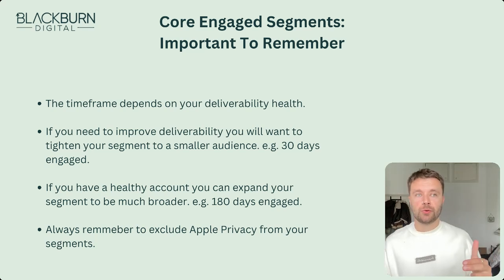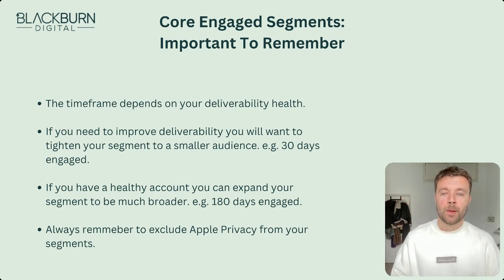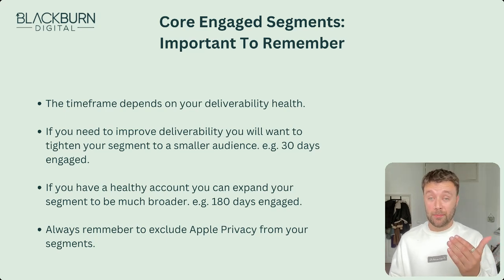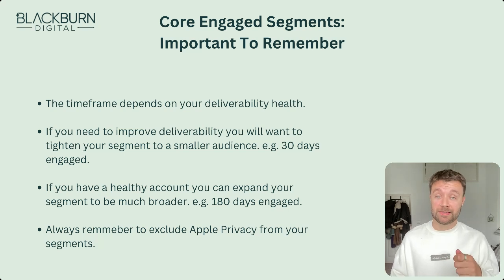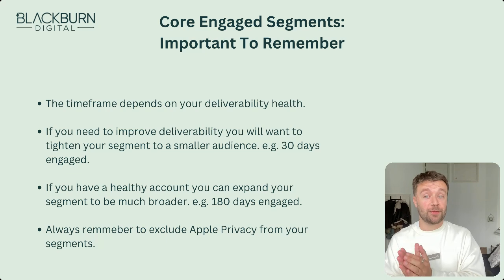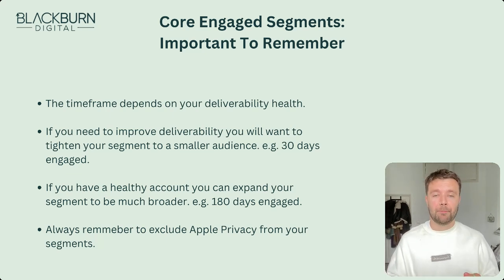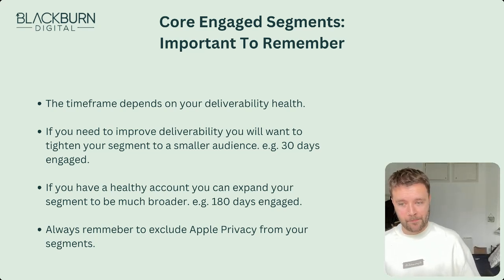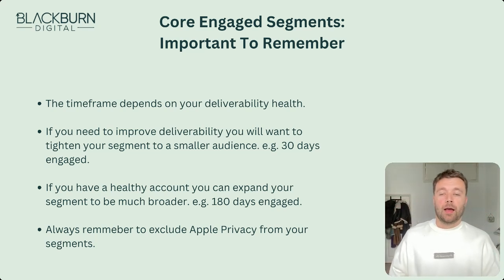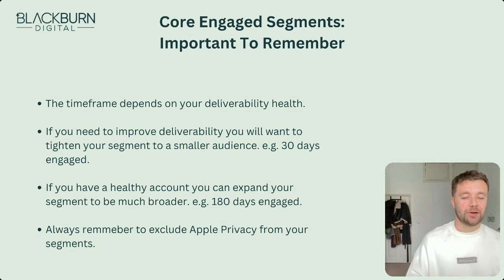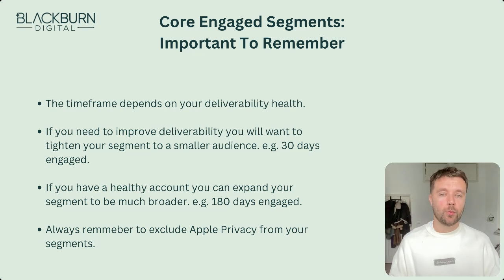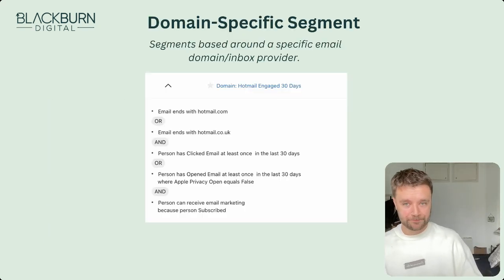And we'll go into a domain-specific one next. But let's just say you were going through a period where your deliverability was lowering, your sender reputation had taken a plummet. That would be the time where you would reduce the time frame to maybe 30-day engaged and make sure that it's going to a really tight segment to boost engagement metrics. And like I say, always remember to exclude Apple privacy from your segment. Very important, helps with accurate reporting.